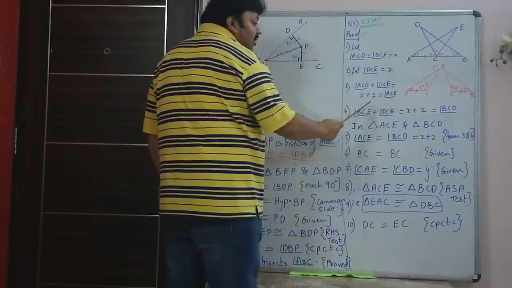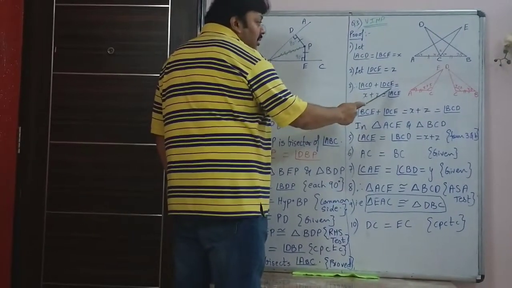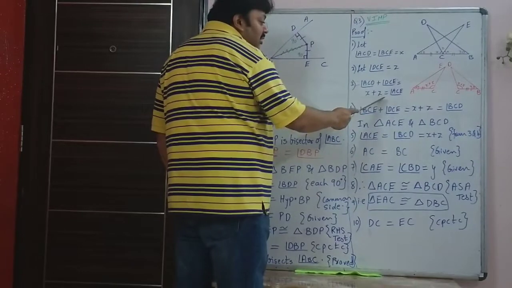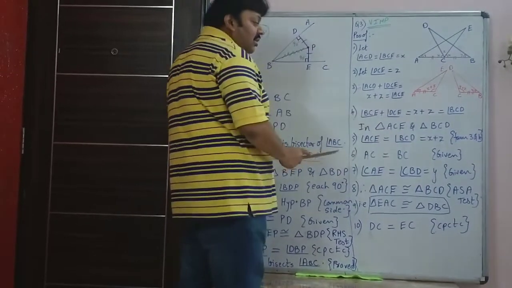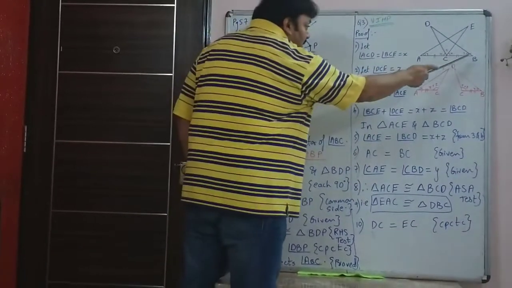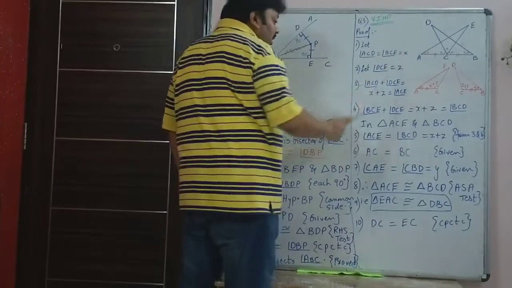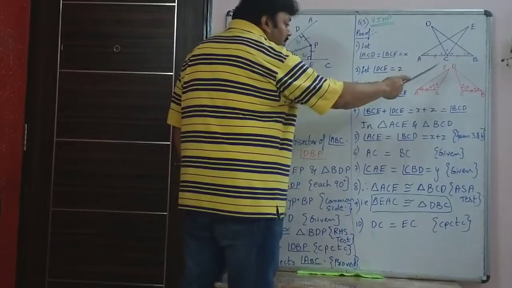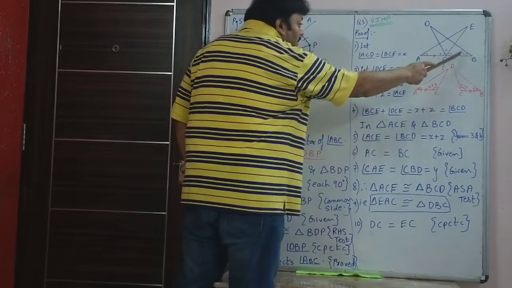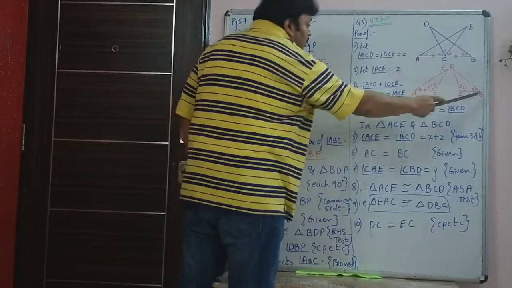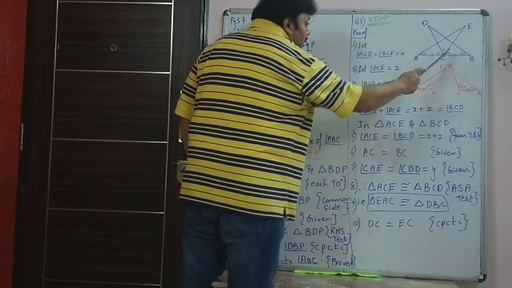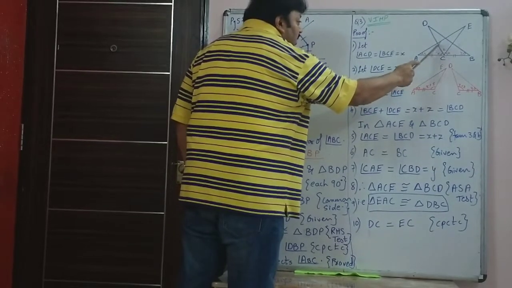So that is mentioned here. ACD plus DCE is X plus Z, and that is actually ACE. Then you have BCE plus DCE, which gives you BCD. That is also X plus Z.